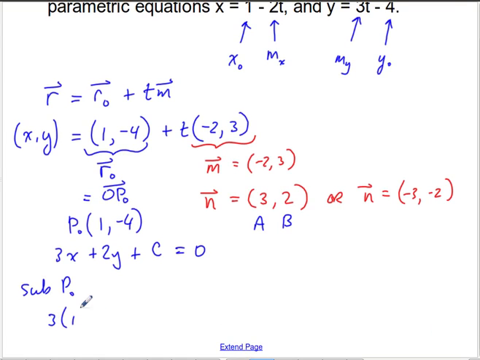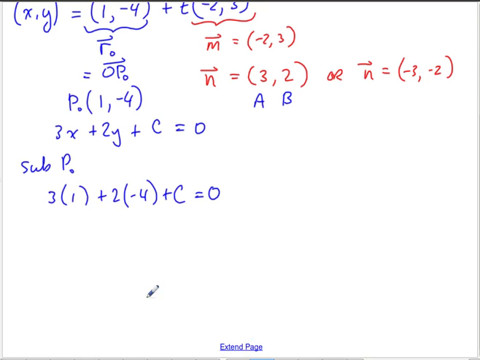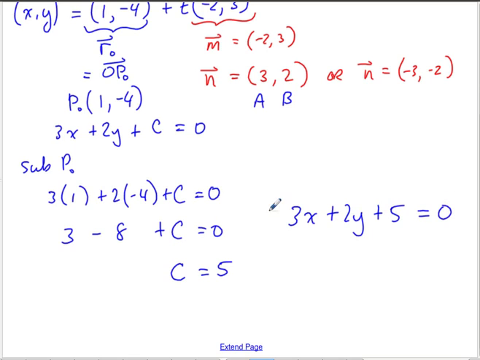3 times 1 plus 2 times -4 plus C is equal to 0. So 3 minus 8 plus C is equal to 0. So that's -5, and so C ends up being +5. And so my equation in Cartesian form is 3x plus 2y plus 5 equals 0.